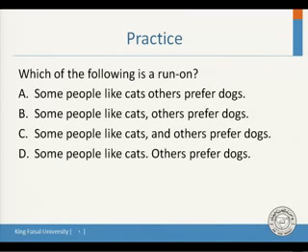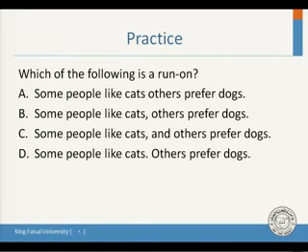Some people like cats, others prefer dogs. Look for the subject. Some people. And the verb, like. Do we have other subjects? Others, other people. And another verb, prefer. Do you think sentence A is correct?